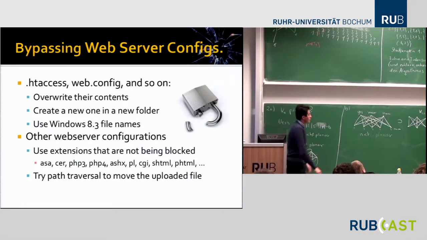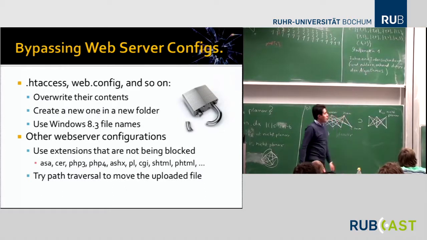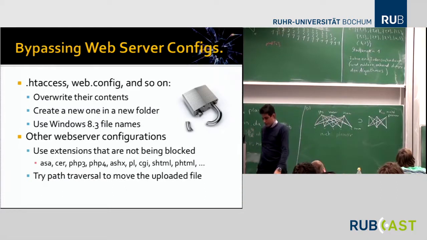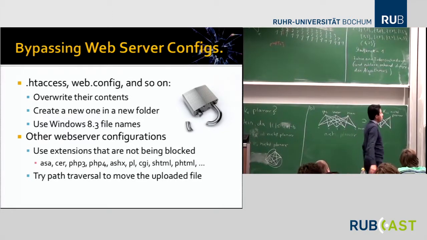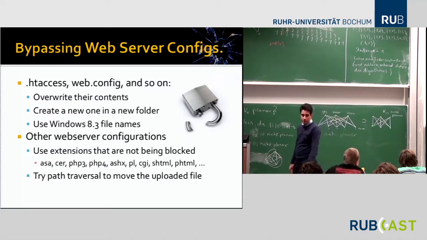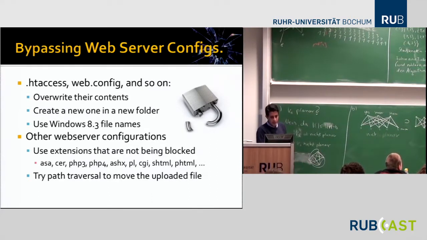Bypassing web server configurations. You have htaccess, you have web.config, different things. For example, in IIS, you are saying the script shouldn't be run in that folder. I really don't know, if you don't have dirty servers, how you want to bypass that. But for these things, you may be able to override them. Create a folder, put something inside that folder, then put another htaccess inside that folder, and then do whatever you want. Using Windows 8.3 file names, most of the time it works on Windows. Or other web server configurations.